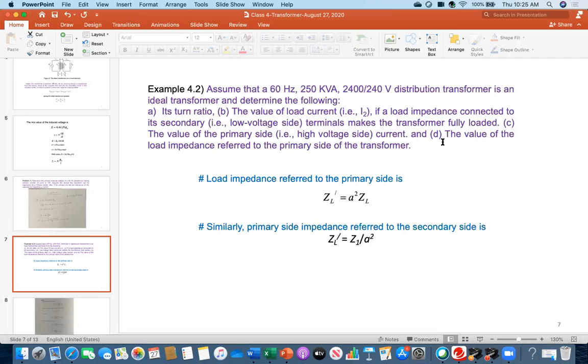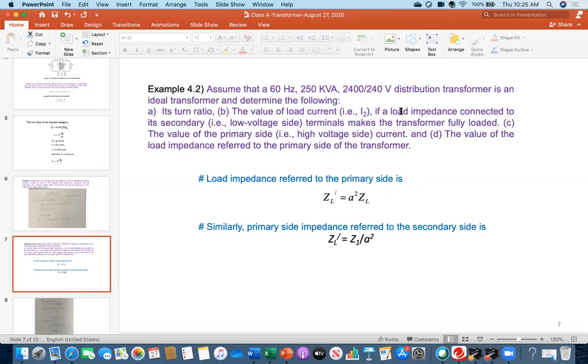I am discussing the answer to question D. We will be solving the full problem soon. So we will be using this equation, ZL prime equals a squared times ZL, where ZL is the load impedance. ZL prime is the answer to question D. And what is that a squared? a squared is the turn ratio squared, that is Vp over Vs or Np over Ns. Or similarly, the primary side impedance referred to the secondary side is this: Z1 prime equals Z1 over a squared. I am showing you what that is. Soon I am coming to that point.